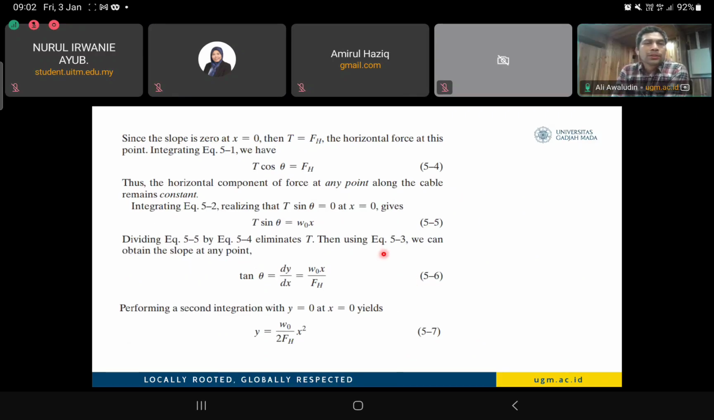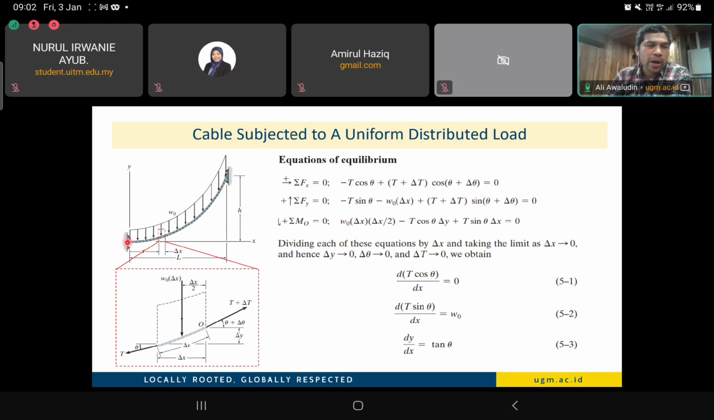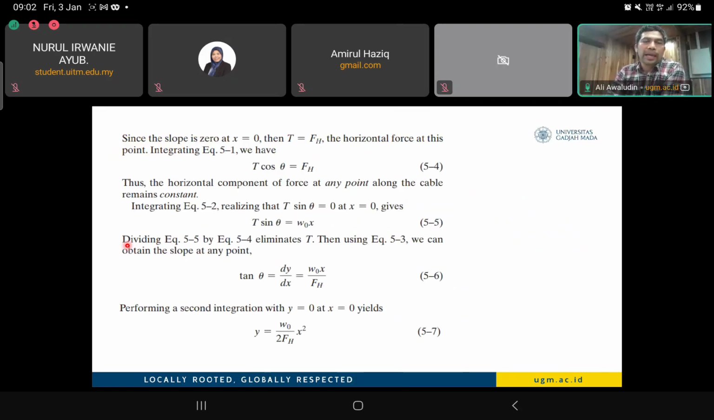Okay. So I will not take you through this in detail, but let us try and see the slope at x equal to 0, which is where we start the x. When x equals 0, the slope should also go to 0, because it's just close to the support. Then when theta equals 0, T cos theta should be equal to the horizontal force of the cable itself, because it goes straight horizontally in the direction of the support on the left side.